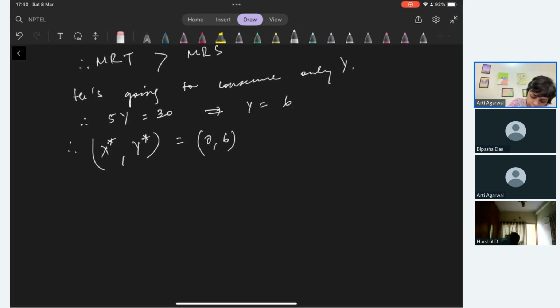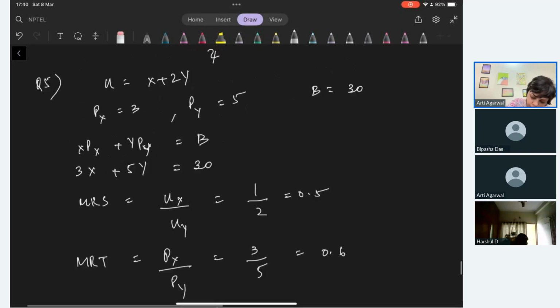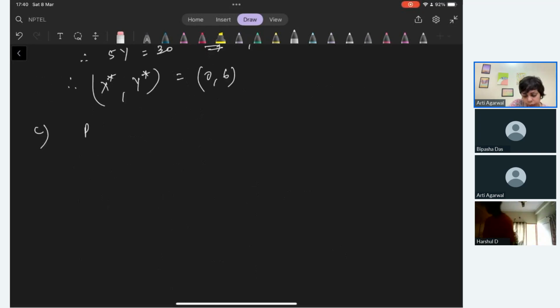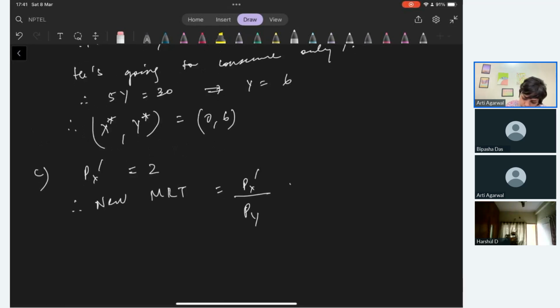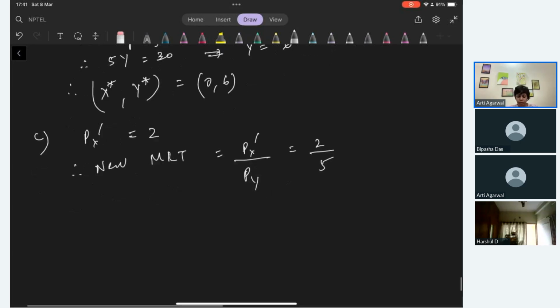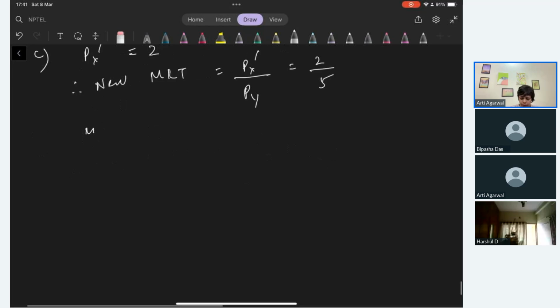Now, in part C, this was part A. Part C, we are saying that Px prime is equal to 2. Therefore, new MRT is what? Px prime by Py, 2 by 5, right? Yes. Our MRS is still equal to 0.5. This is 0.4. So therefore, now what is going to happen? Now he's switching to X.